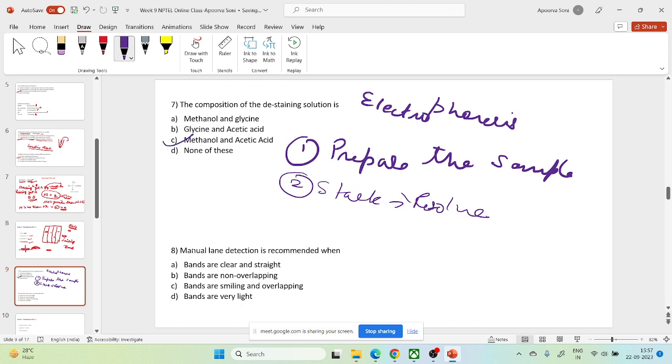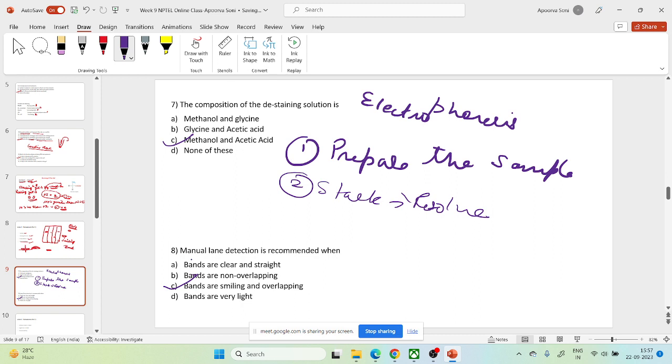Then manual lane detection is recommended when bands are clear and straight, bands are non-overlapping, bands are smiling and overlapping, and bands are very light. Manual lane detection. Option C. Bands are smiling and overlapping. Yes.